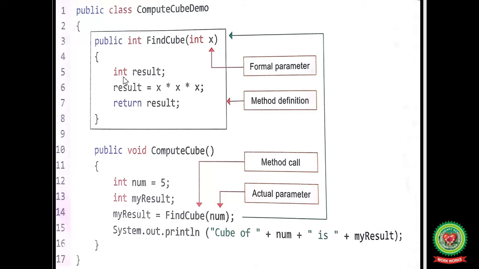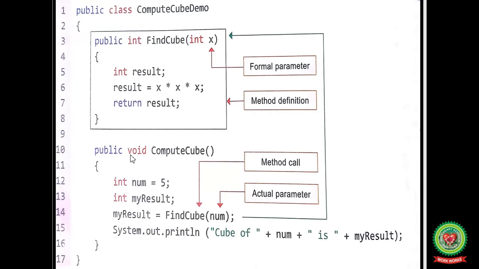Then this complete block of code: int result = x * x; return result. This full code in the pair of braces with the function name is known as the method definition. And this parameter list is also known as formal parameters.